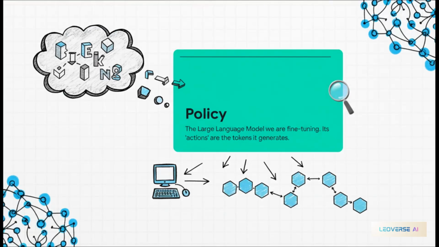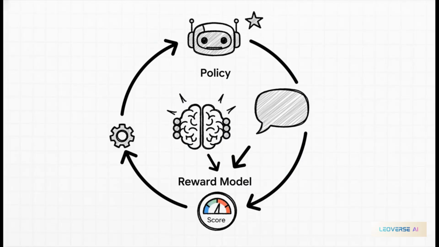First, a quick terminology check, because you're going to hear this a lot. In the world of reinforcement learning, the model you're training is called the policy. So for us developers, the policy is simply our large language model. And its actions, well, those are just the words or the tokens it decides to generate, one after another, to create a response.